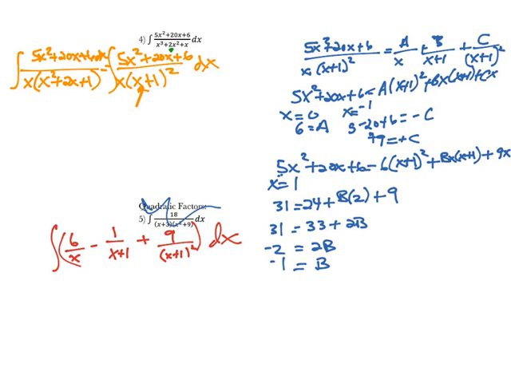So I know that's going to be 6 times the natural log of the absolute value of x minus the natural log of the absolute value of x plus 1 plus 9 over, because that's actually u to the negative 2, actually it would be minus 9 because when I integrate u to the negative 2, I get u to the negative 1 over negative 1. So times x plus 1, and then plus my cupcake.